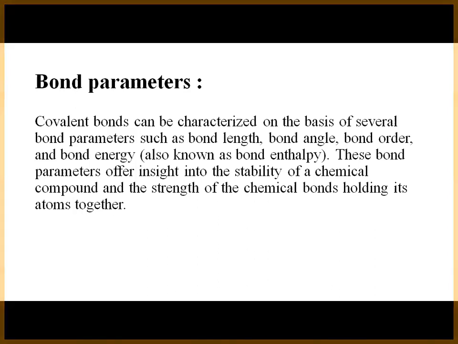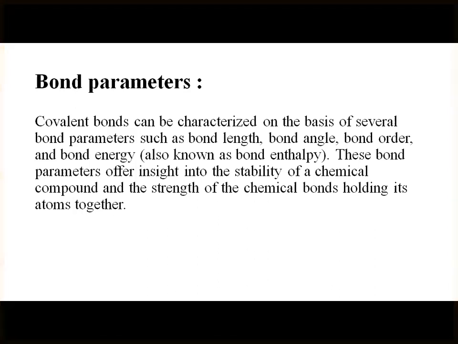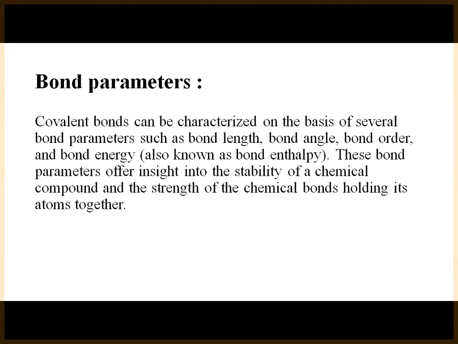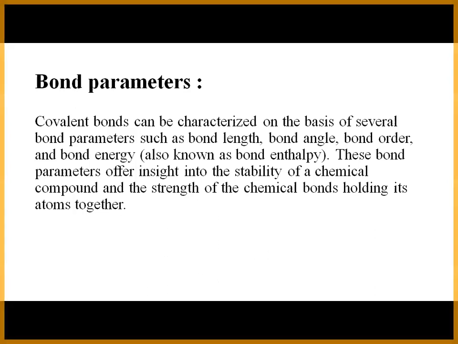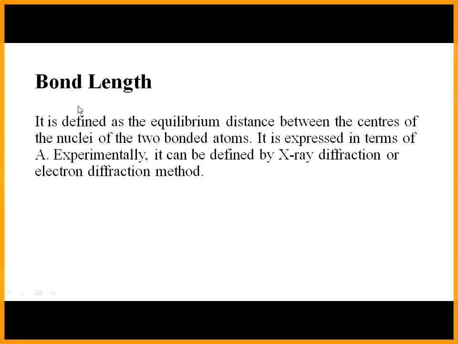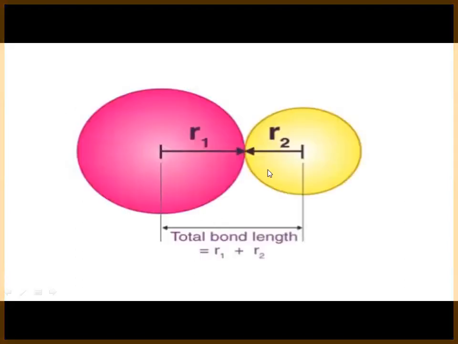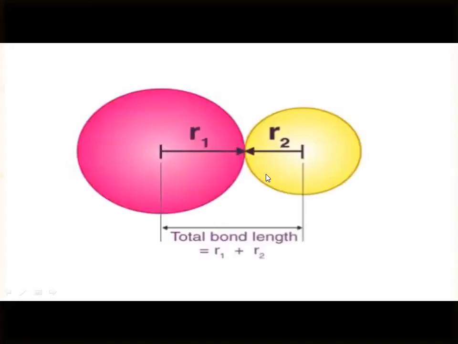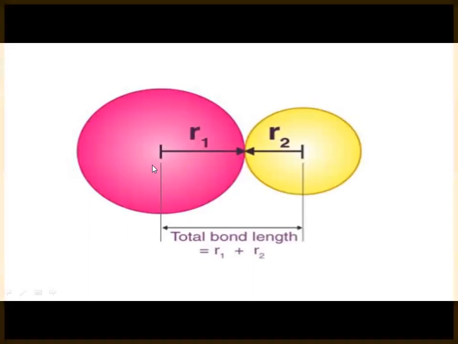These bond parameters offer an insight into the stability of the chemical compound and the strength of the chemical bonds holding its atoms together. First one, bond length. It is defined as the equilibrium distance between the centers of the nuclei of two bonded atoms. It is expressed in angstrom. Experimentally, it can be determined by X-ray diffraction or electron diffraction methods. You can see here, bond length is a measure of distance between the nuclei.